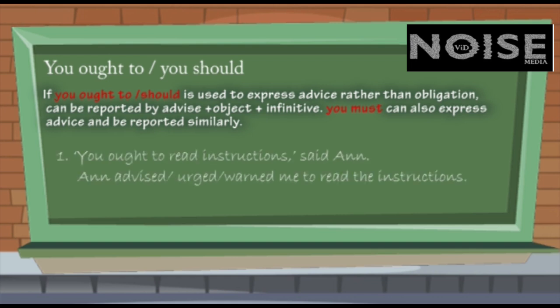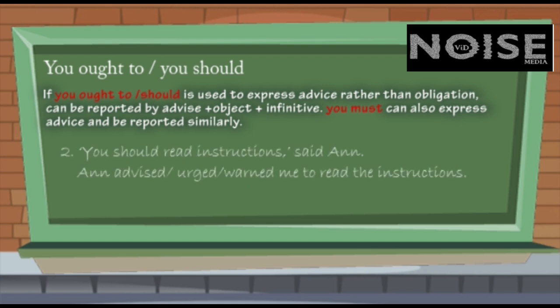"You ought to read the instructions," said Anne. Anne advised me to read the instructions, or Anne urged me to read the instructions, or Anne wanted me to read the instructions. Second sentence: "You should read the instructions," said Anne. Anne advised me or urged me or wanted me to read the instructions.